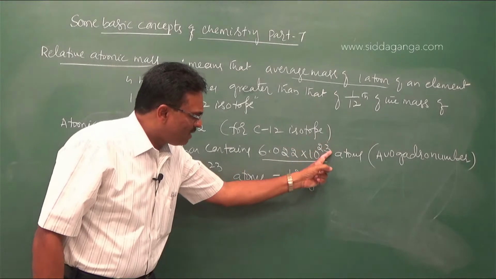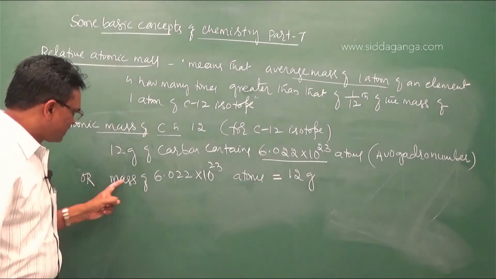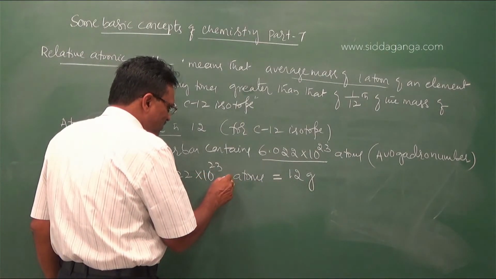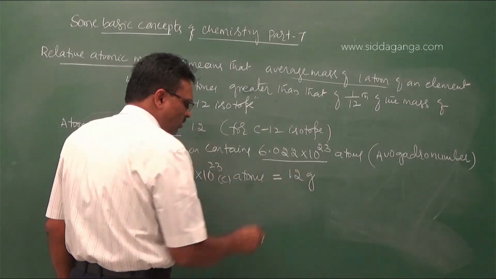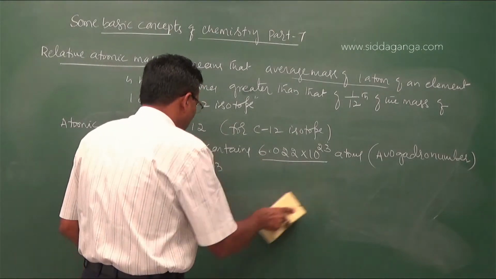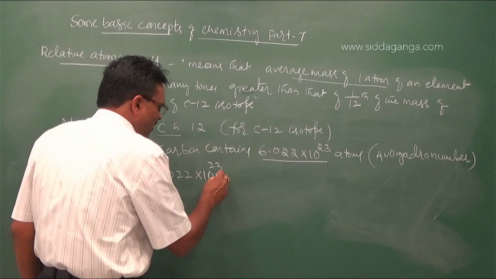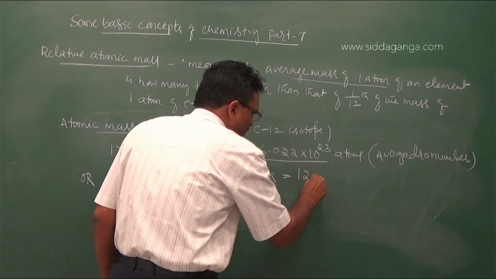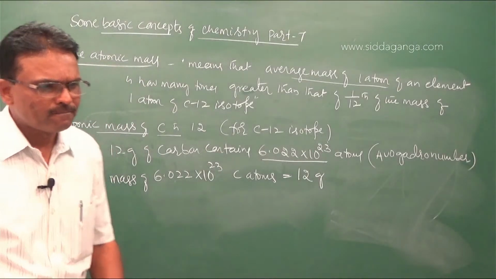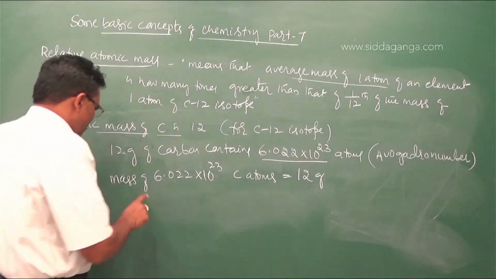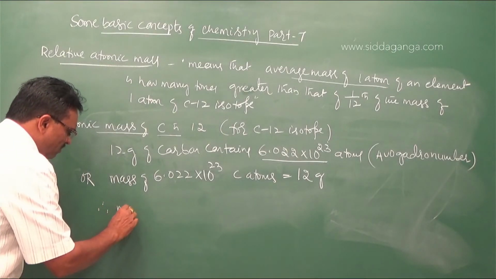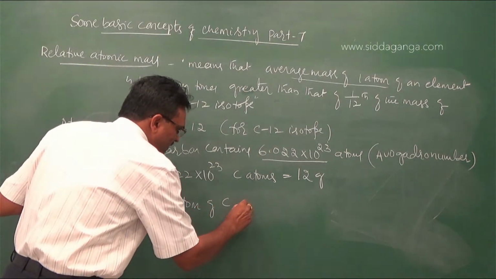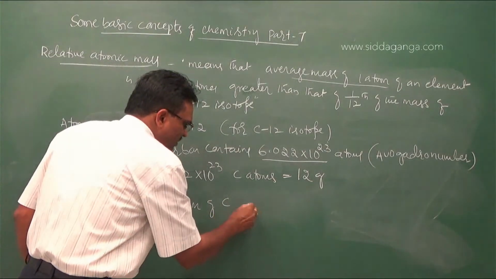So what is the mass of Avogadro number of atoms? The mass of Avogadro number of atoms is equal to 12 gram. The mass of Avogadro number of carbon atoms is equal to 12 gram. Clear? Then the mass of one atom of carbon is equal to, clear?